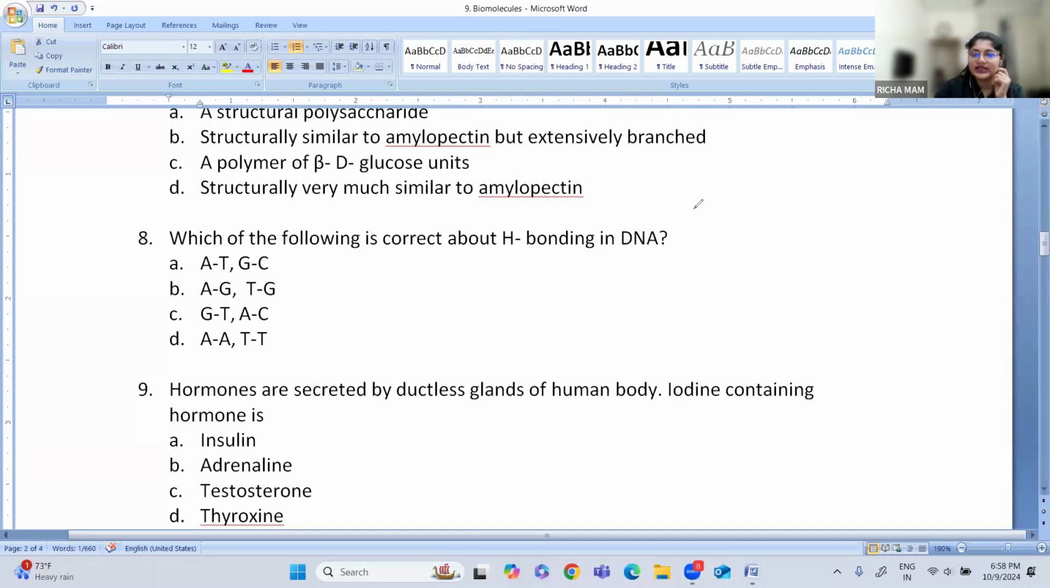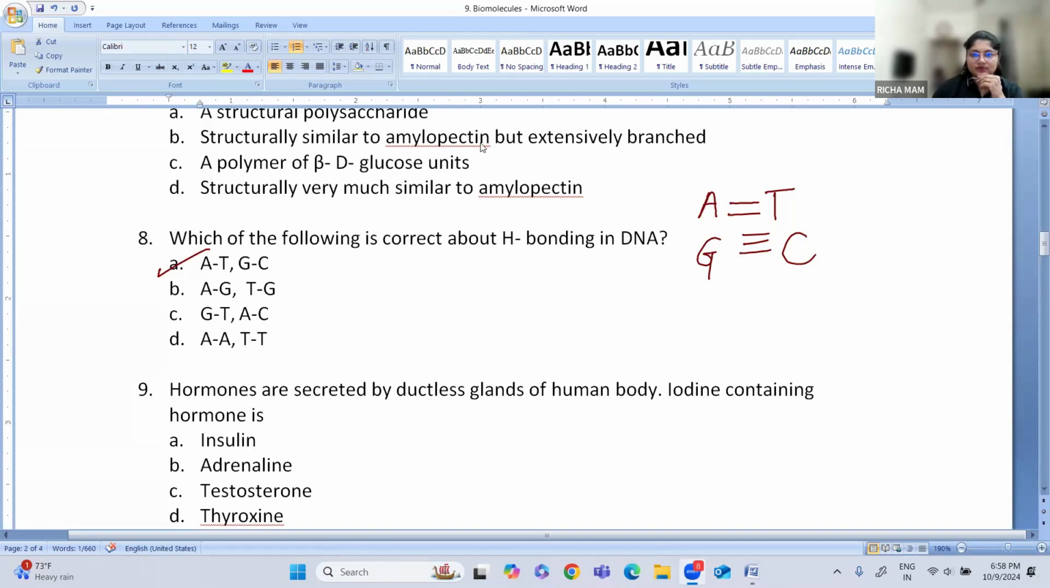In DNA, adenine forms two hydrogen bonds with thymine, right? And guanine forms three hydrogen bonds with cytosine. So which is correct? Option number A, right? A and T, and G and C. The correct hydrogen bonding is A pairing with T with two hydrogen bonds, and guanine pairing with C with three hydrogen bonds. Okay, fine.